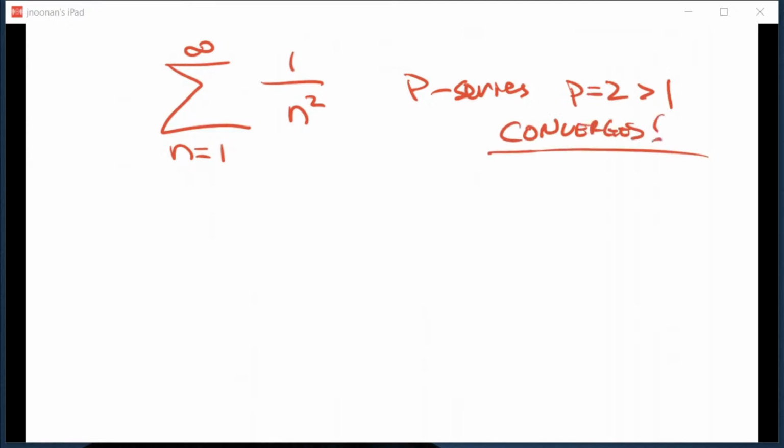Done. Well, we're not quite done. I want to know what it converges to. This is a question that mathematicians worked on for, I think, about 100 years, until finally Leonhard Euler figured out what this actually converges to. But let's say that you don't know, but you want to know approximately what it converges to. So what you could do is this.